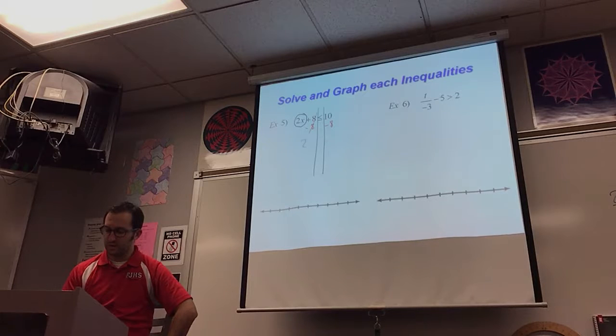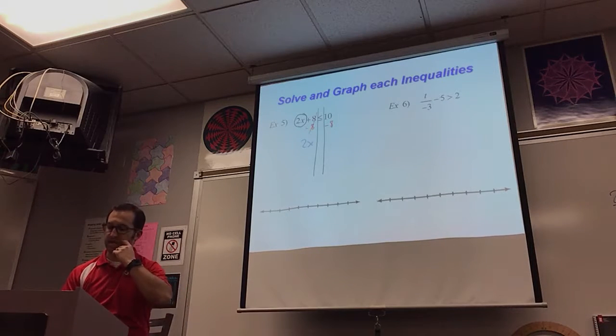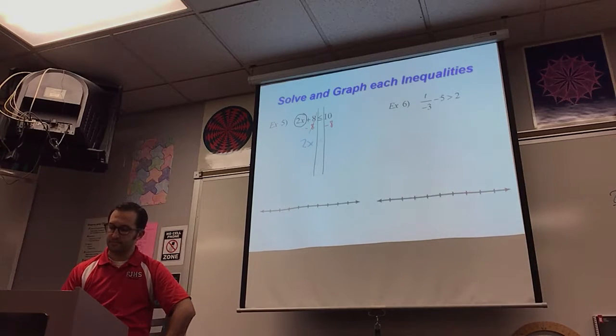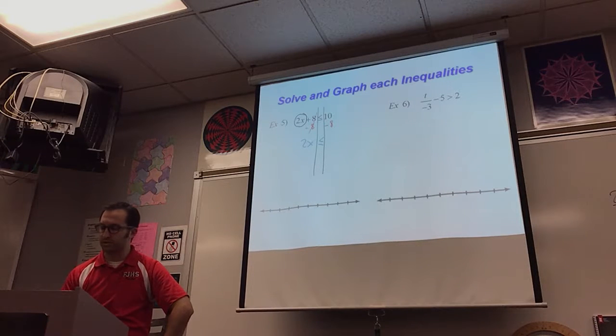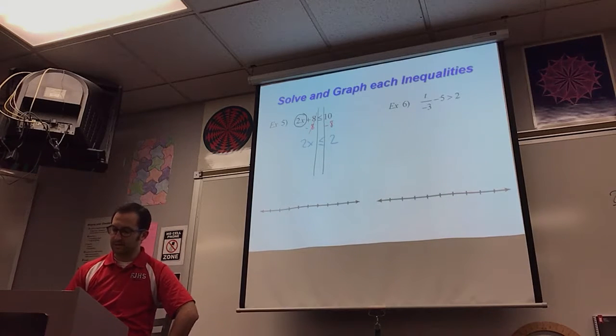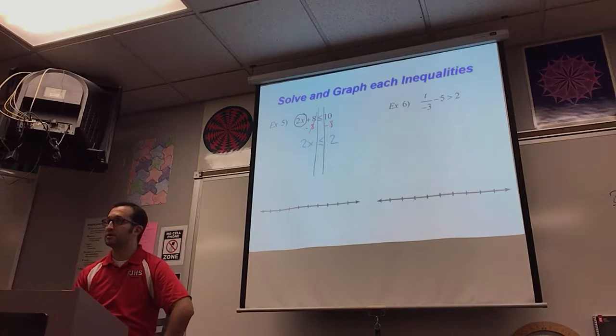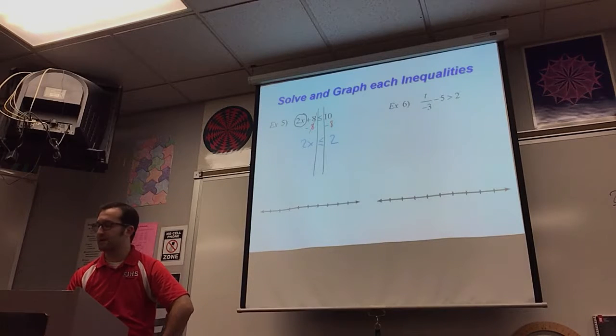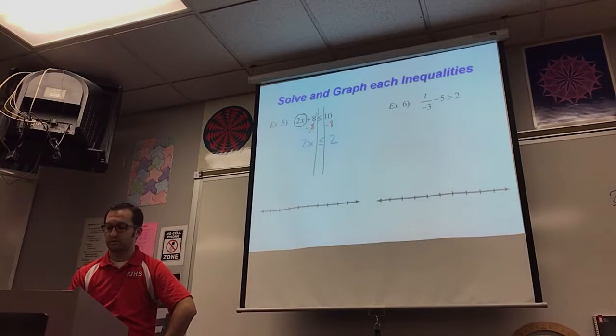And I'm left with 2x. Do I need to flip anything yet? Nope. Okay, is less than or equal to 2. Now how do I get x completely by itself? Chris, how do I get the 2 by itself now? Or how do I get the x by itself now? Yeah, what operation is that? Yeah, we have to divide both sides by 2.